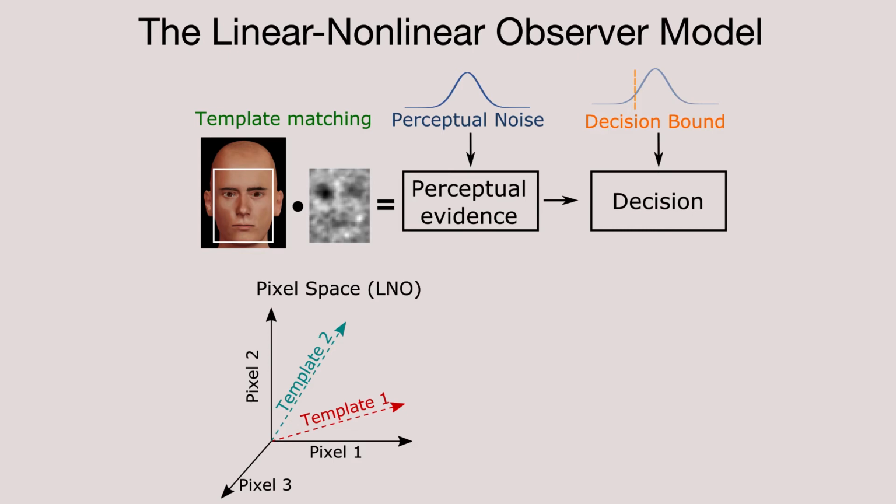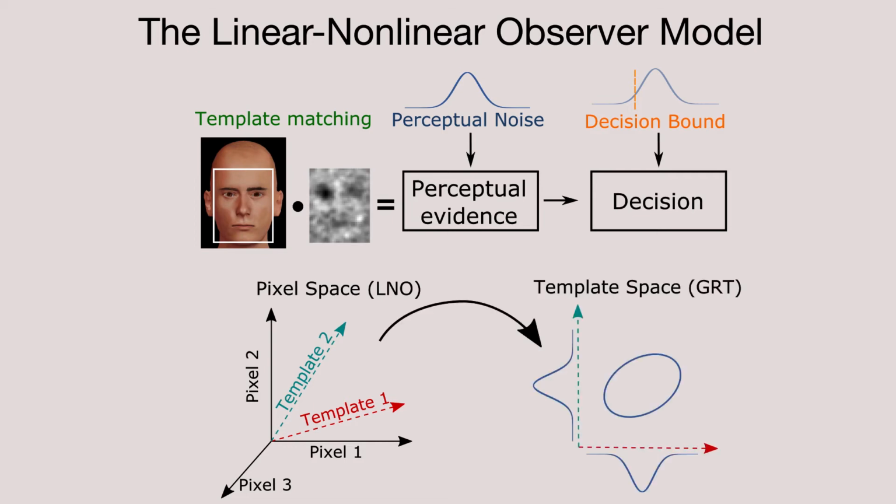Let's say that we have two templates, each one of them encoding one stimulus dimension. For example, template 1 in this figure could extract information about emotional expression from a face, whereas template 2 could extract information about identity. We can take stimuli presented in the pixel space, project them to these templates through a dot product, add Gaussian noise, and then describe the stimuli as the distribution of the resulting decision variables in this template space, which corresponds to a GRT model.